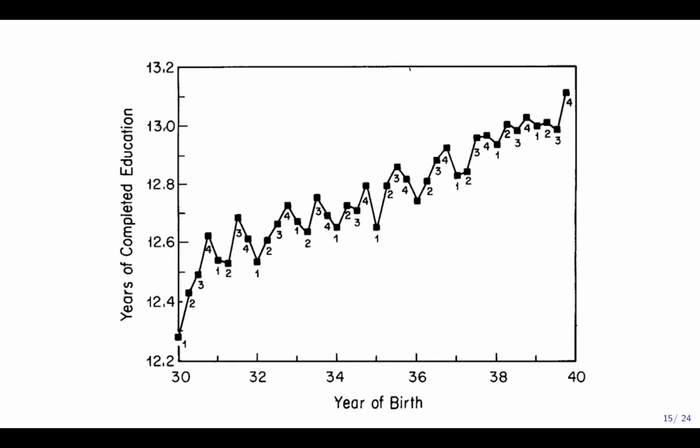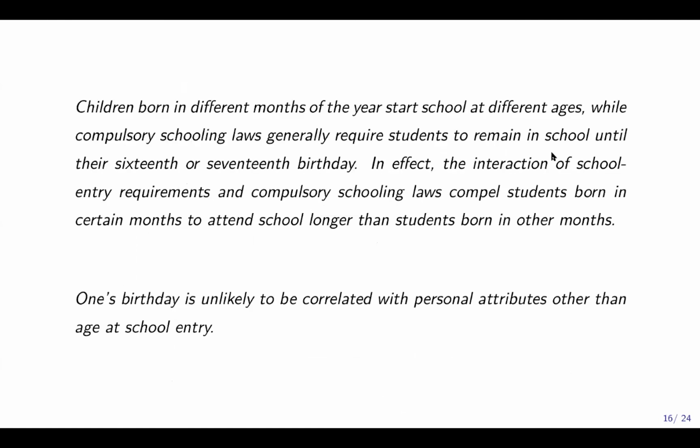Okay, so resolving that small issue, why is it that men who are born in the first quarter complete fewer years of education? Well, according to Angrist and Krueger, quote, children born in different months of the year start school at different ages, while compulsory schooling laws generally require students to remain in school until their 16th or 17th birthday. In effect, the interaction of school entry requirements and compulsory schooling laws compels students born in certain months to attend school longer than students born in other months.